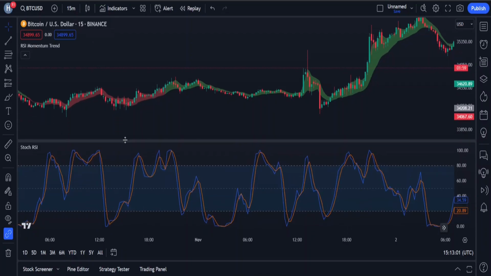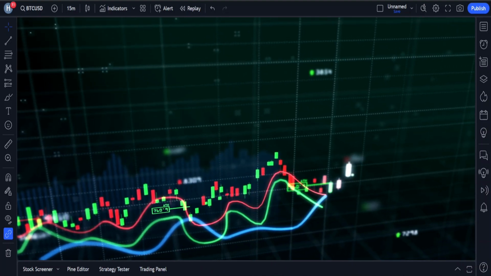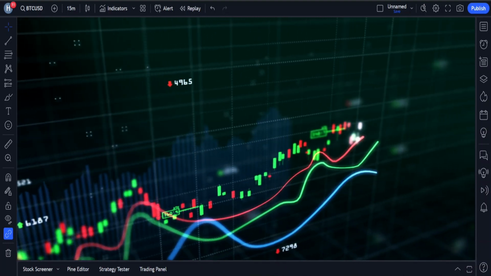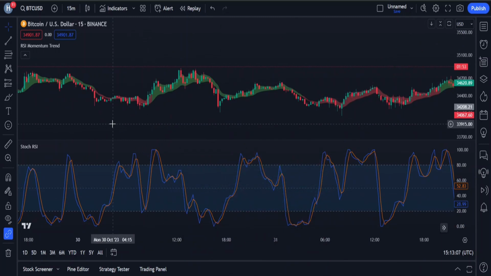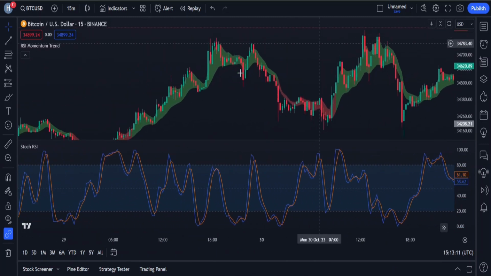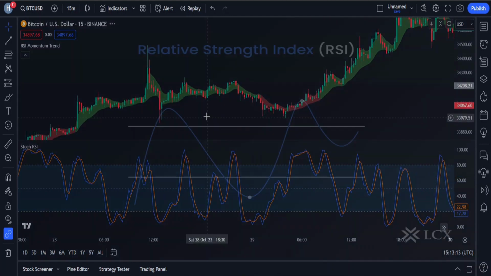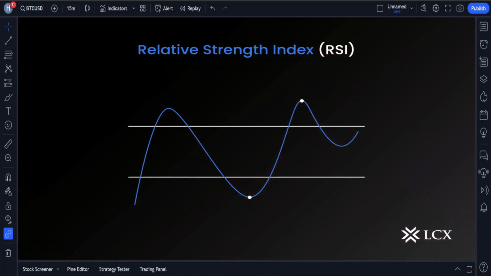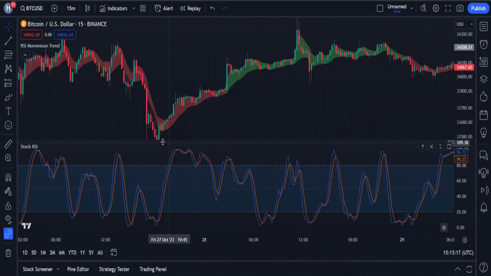For those who don't know, the Stochastic RSI is an indicator that allows us to better see the shifts in the market momentum. It is a technical indicator used to measure the strength and weakness of the relative strength indicator over a set period of time. It derives its values from the simple RSI indicator. Let's quickly see how we can read the Stochastic RSI indicator.